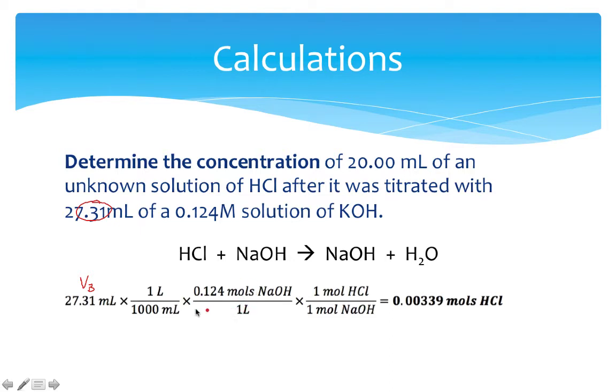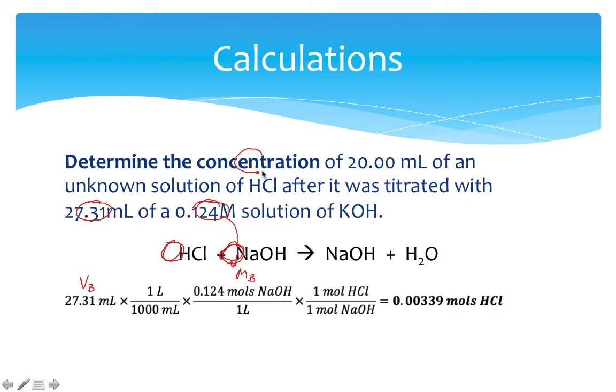We're converting the volume of base used into the number of moles of base present using the molarity that was told to us. So this would be the molarity of the base. Then we use our mole-to-mole ratio from the balanced chemical reaction. 1 mole of HCl reacts completely with 1 mole of potassium hydroxide, and this tells us that there are 0.00339 moles of hydrochloric acid that would react with our 27.31 milliliters of base. Now that's the number of moles of acid.